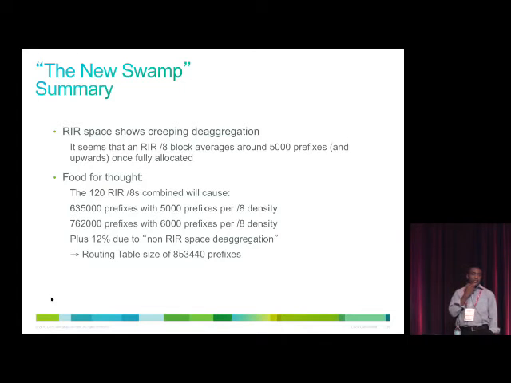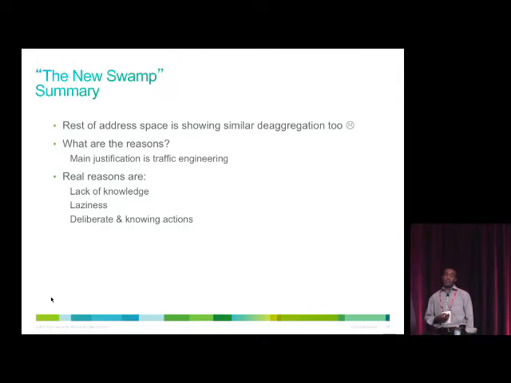Okay. So it is important, if we continue with this, if we have all the 120 /8s with an average of 5,000 prefixes per block, it will get to 635,000 routes. If we have 6,000 routes per block, then per /8 density, we'll have 762,000 routes. So you can see how it could easily increase. All this is to stress the importance of aggregation.